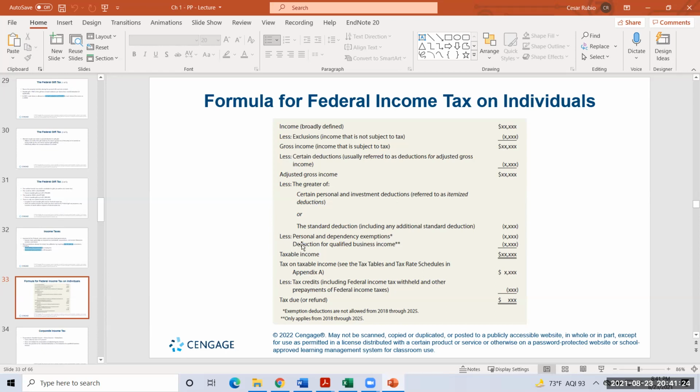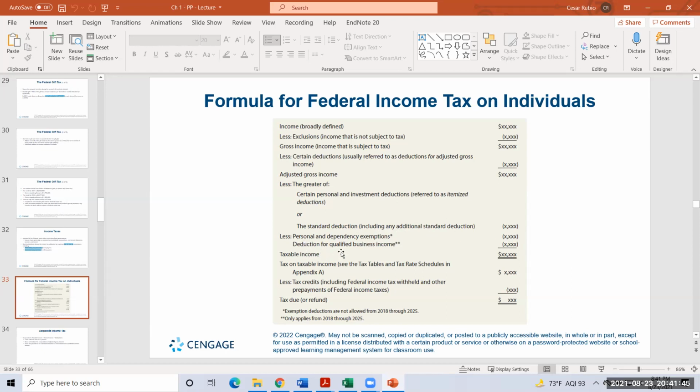Where it says less, see the first thing, it says personal and dependency exemptions. I want you to ignore that one. If you take a look, there's an asterisk right there. It says exemptions and deductions are not allowed between these years. So we're working with 2020, so obviously exclude this. There's going to be nothing there.